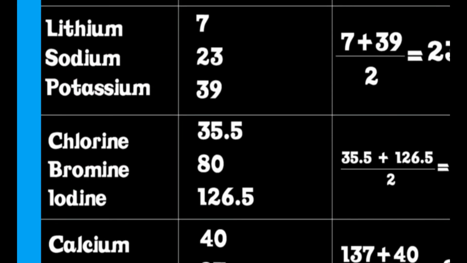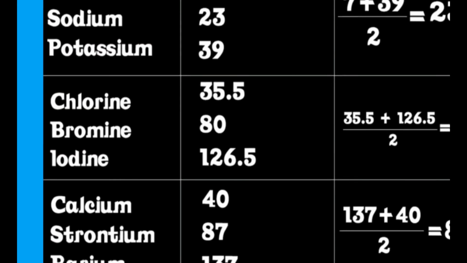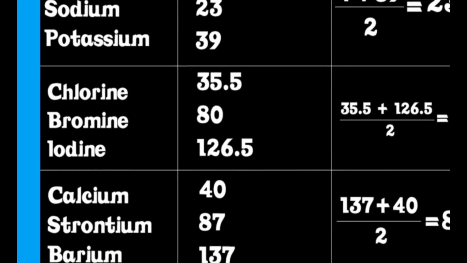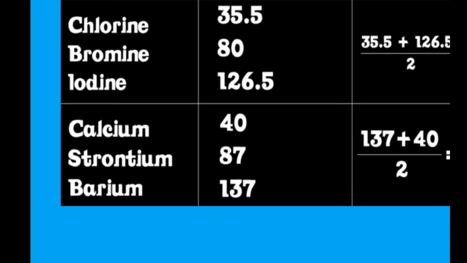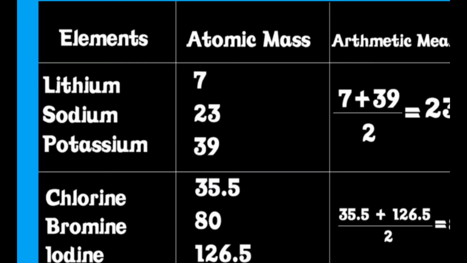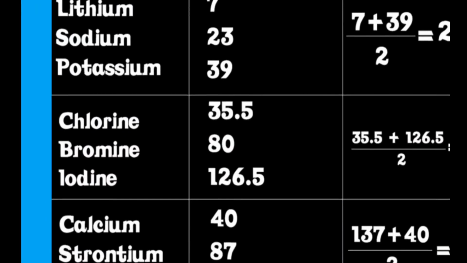First is lithium, sodium and potassium. Second, chlorine, bromine and iodine. Third was calcium, strontium and barium. Take lithium, sodium and potassium: these triads behave similarly in properties. That means all these 3 elements are metallic in nature. They are highly reactive, and all these 3 elements have 1 electron in the outermost shell. So let us move to the second.